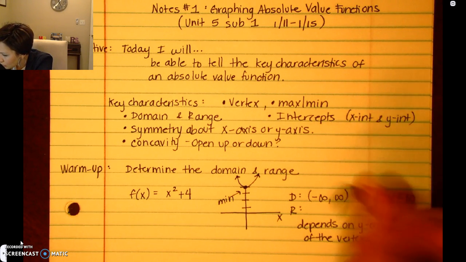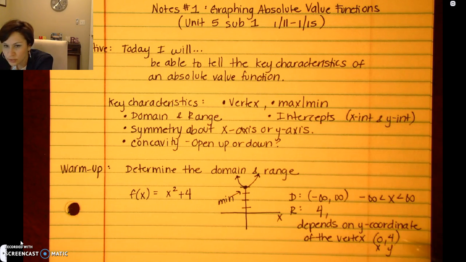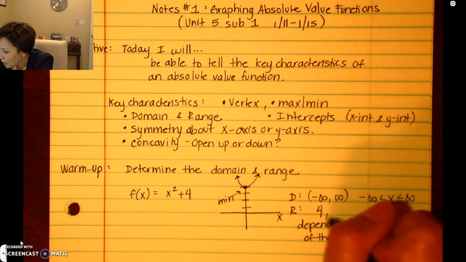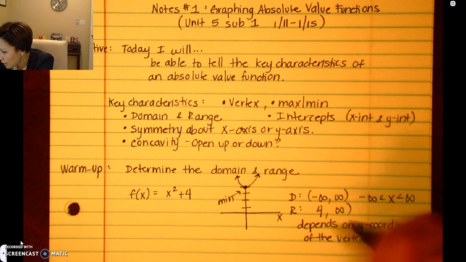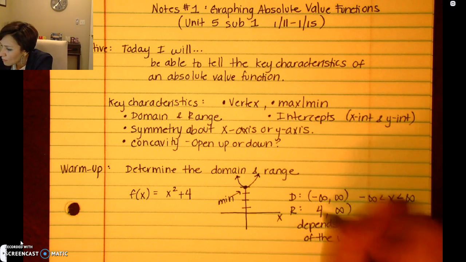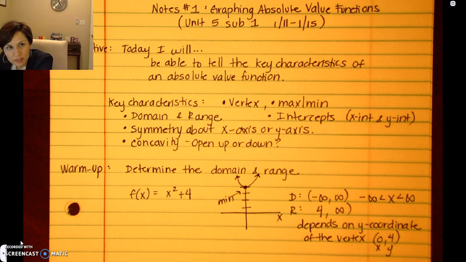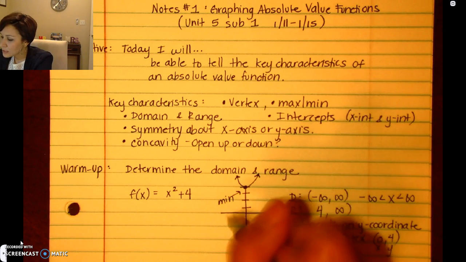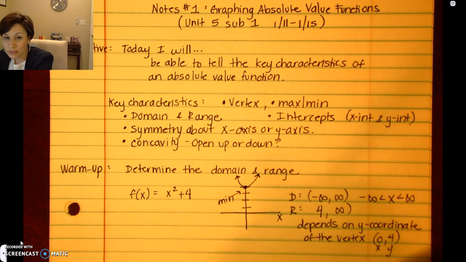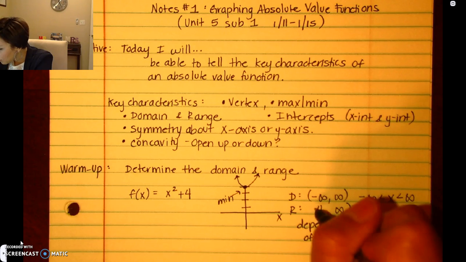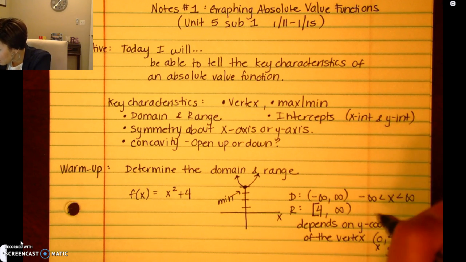So that means that your range is going to go from 4 to, does it point up or does it point down? In this case, it's pointing up, so it's going up towards positive infinity. Infinity can never really be reached, so that's why we use parentheses. However, 4 is a solid dot. It is included in the function, so we're going to put a bracket.